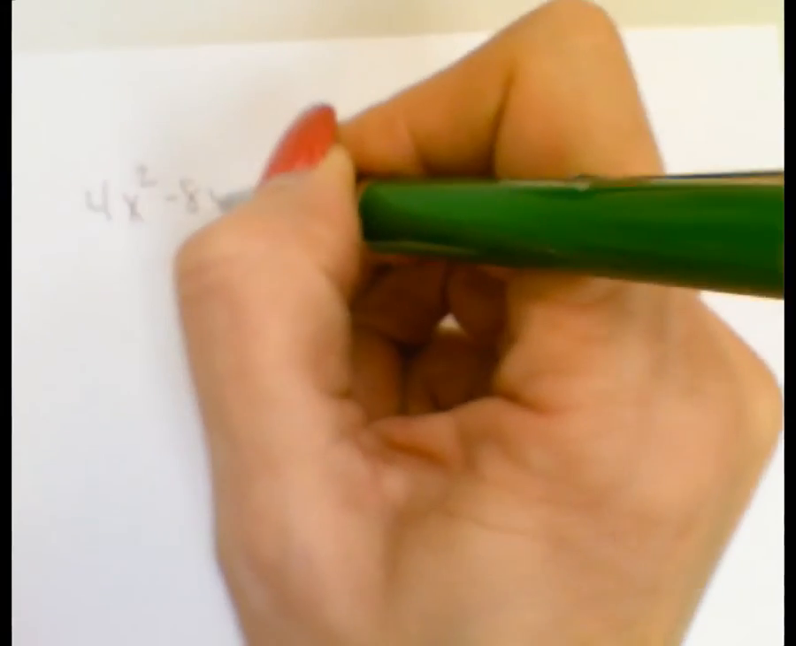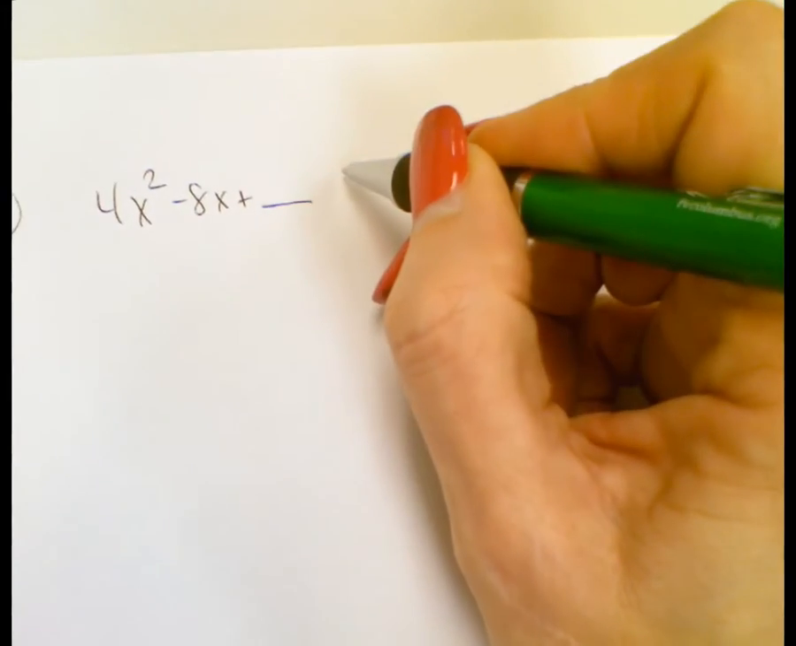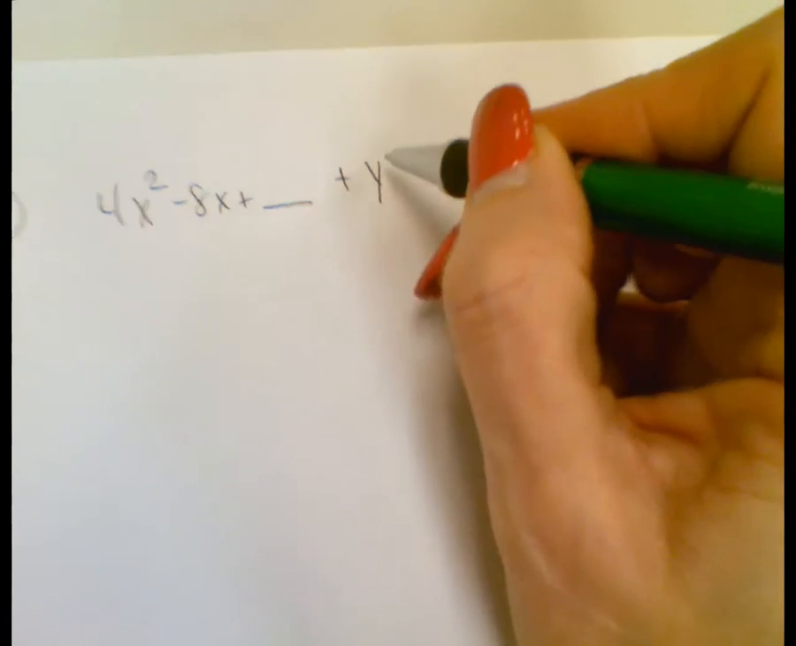Group your x's for 14. Group your y's. That's a negative.